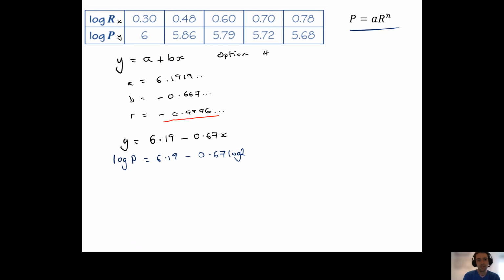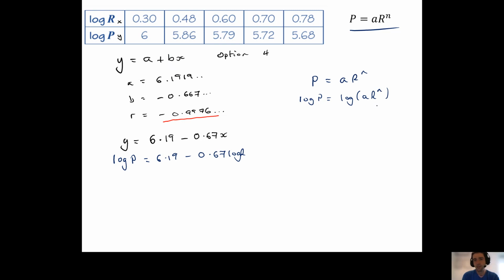Now, it is possible to manipulate this equation to get it into this form here, but what is far, far better to do, in my opinion, is to start with this equation here, p equals a r to the power of n, and rearrange it so that it looks like this. How I'm going to do that is I'm going to take logs of both sides. The fact that I'm not writing any base implies that it's base 10.